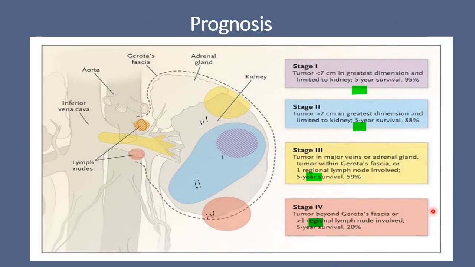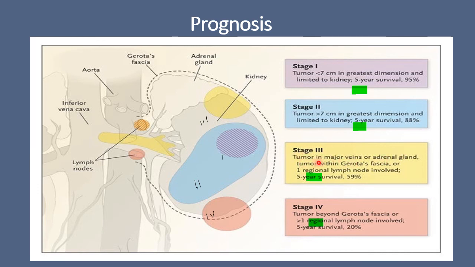Okay, next we come to prognosis. Prognosis, again, fundamentally depends on the stage of the disease. In stage 1, the 5-year survival rate is 95%. That is when the tumor is less than 7 centimeters and confined within the kidney. In stage 2, when the tumor is more than 7 centimeters, but within the kidney, the 5-year survival rate is 88%.